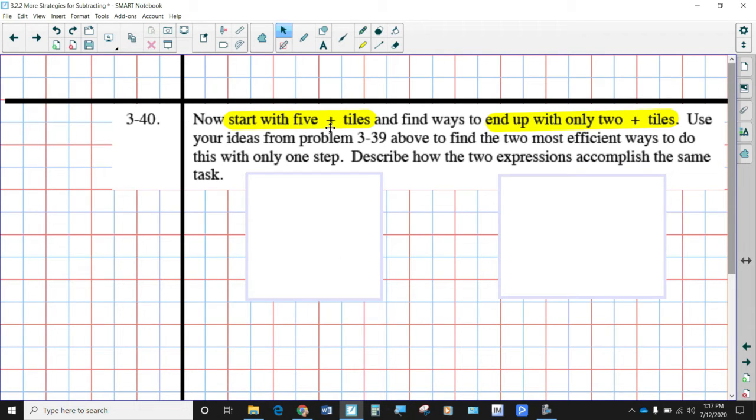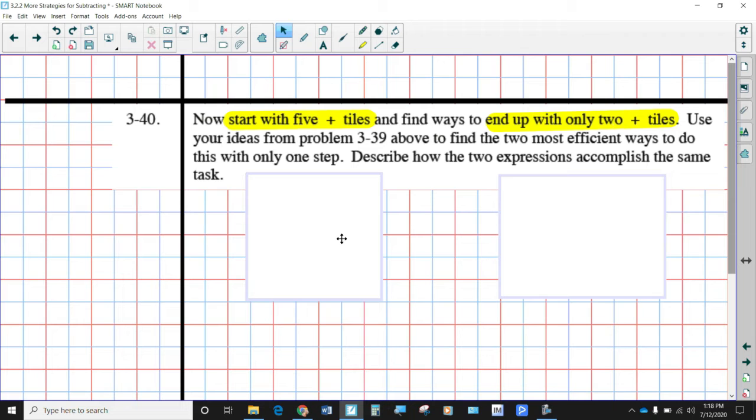Let's start with 5 positive tiles, and try and figure out 2 different ways that we can come up with an answer of 2 positive tiles. Okay, so I showed you how to do it here. Let's see if you can figure out a way to model this. Okay, 2 different ways, starting off with 5 positives and ending up with only 2 positive tiles. Go ahead and pause, and when you feel you're ready and you've got your answer, go ahead and unpause, and I will reveal what I've got.